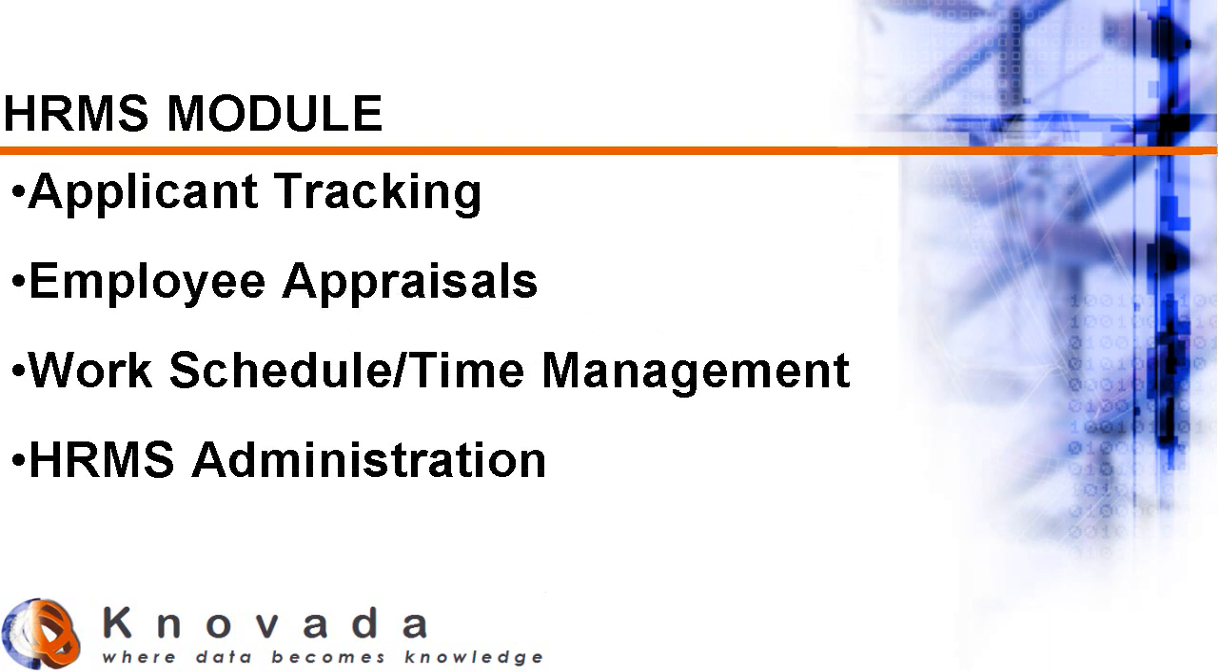There are 4 core modules within the Human Resources Management System: applicant tracking, employee appraisal, and work schedule and time management. The 4th module is the administration module. This module provides a few key people within the organization the overall system administration responsibility to manage, administer, and configure the human resources management system to meet specific needs and requirements of the organization.